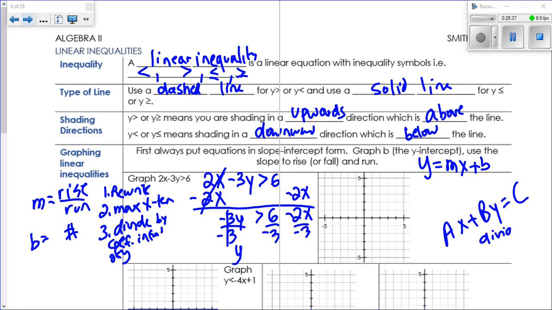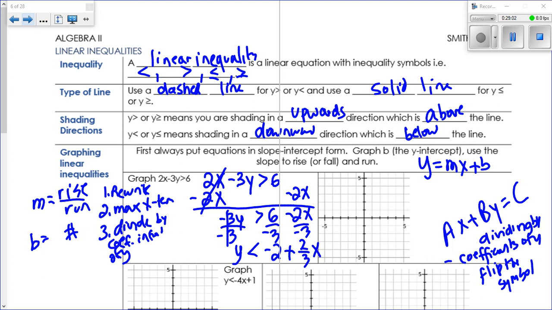Dividing by negative coefficients of y, flip the symbol. Okay, so y is less than negative 2 plus 2 over 3 times x. My slope here is 2 over 3. My y-intercept is negative 2. So I'm going to graph my y-intercept. It's negative 2.